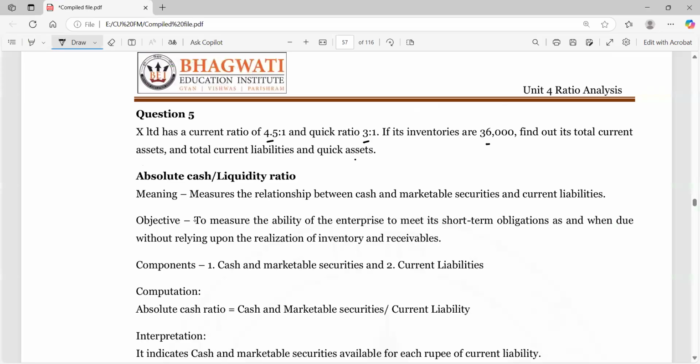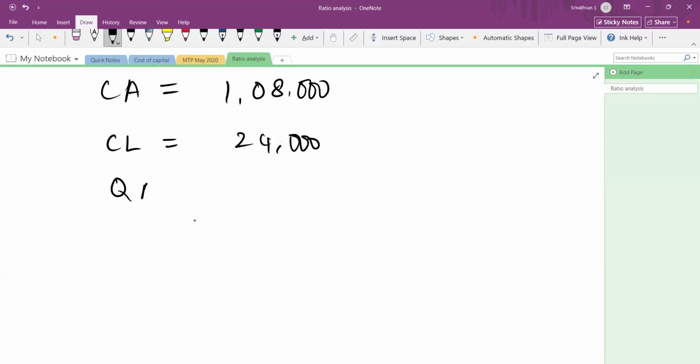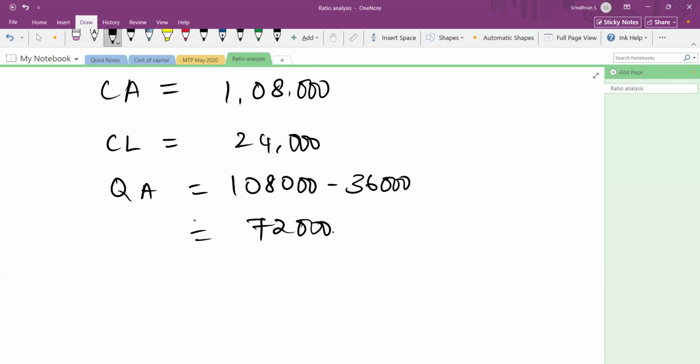Then one more requirement is to calculate quick asset. So what is the quick asset? Quick asset is nothing but current asset 1 lakh 8,000 minus inventory 36,000, that is 72,000. Clear? Did everyone get these numbers? Got it?